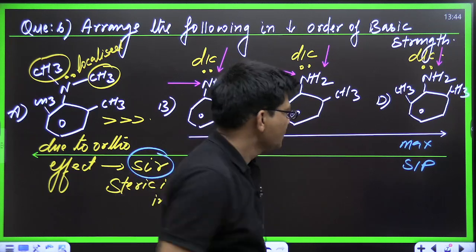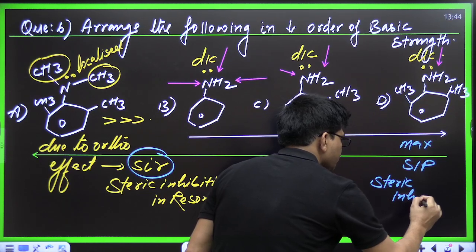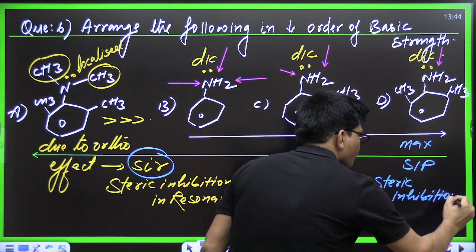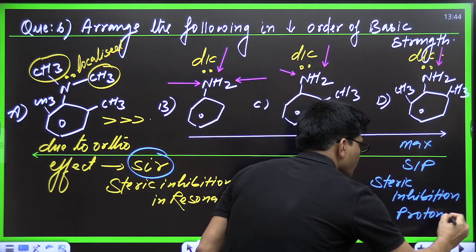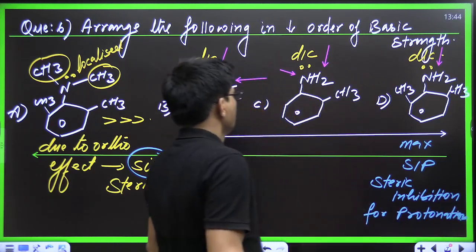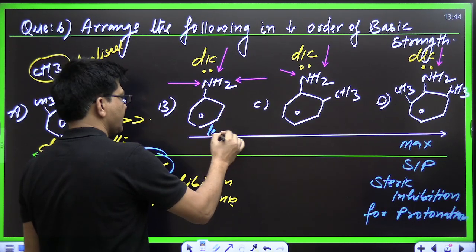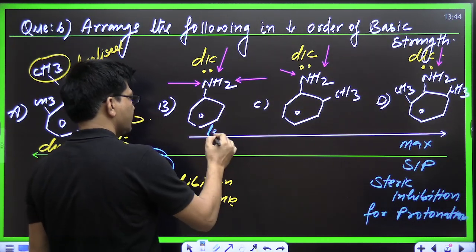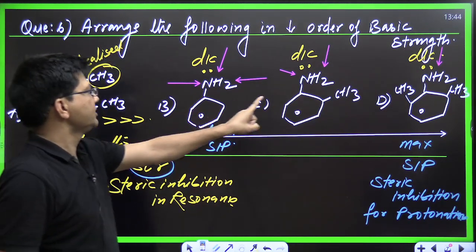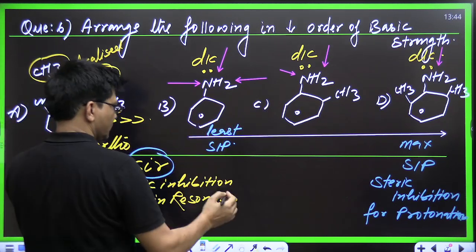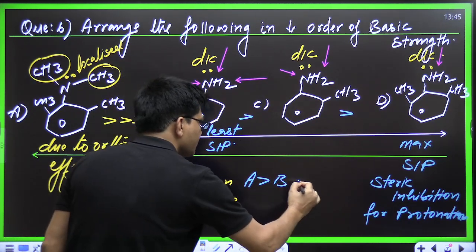What is this SIP? Steric inhibition for protonation. So this is having maximum SIP and this is having least SIP. So here, experimentally determined, this is more basic than that. So this is maximum basic, then this, then this. Once again, the order is found to be A, B, C, D.